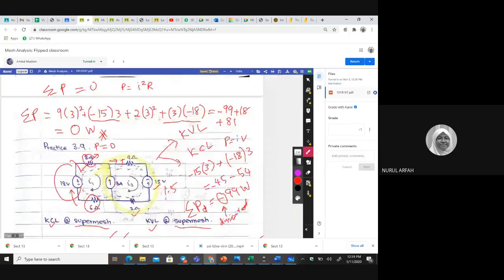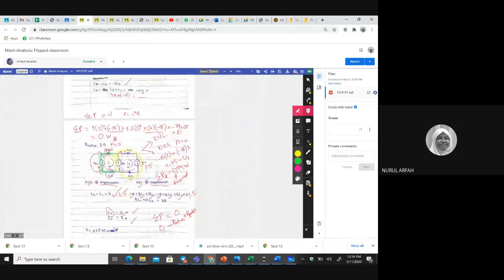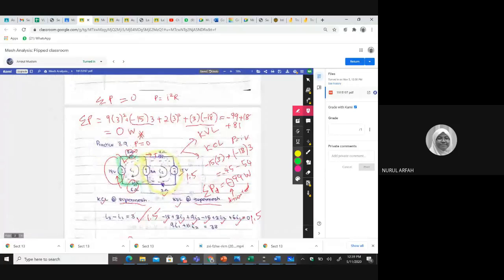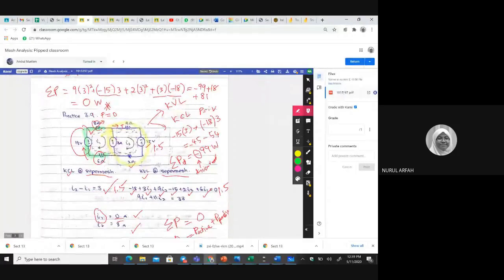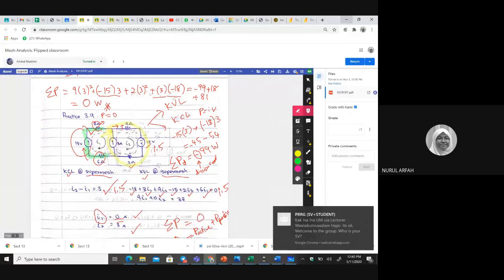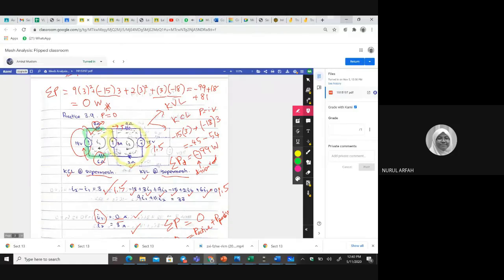In fact, if you include the circuit on your left side, all of it is multiplied by 0, so it should be equal to 0. Okay, any question? Or still confused? No, madam.